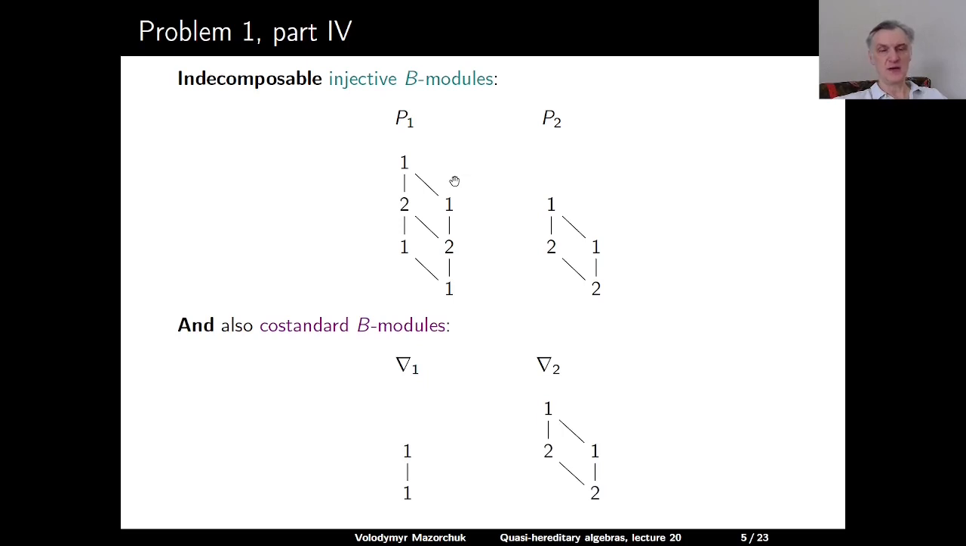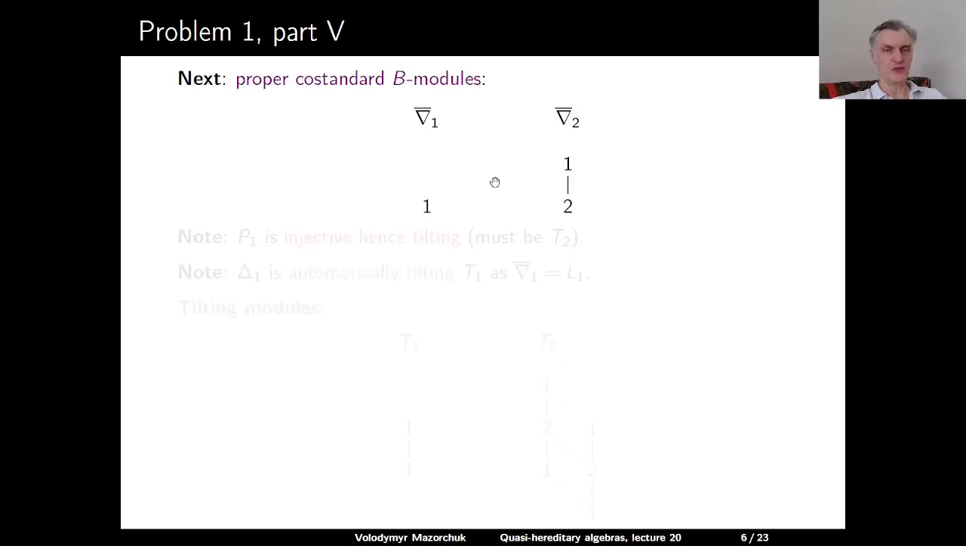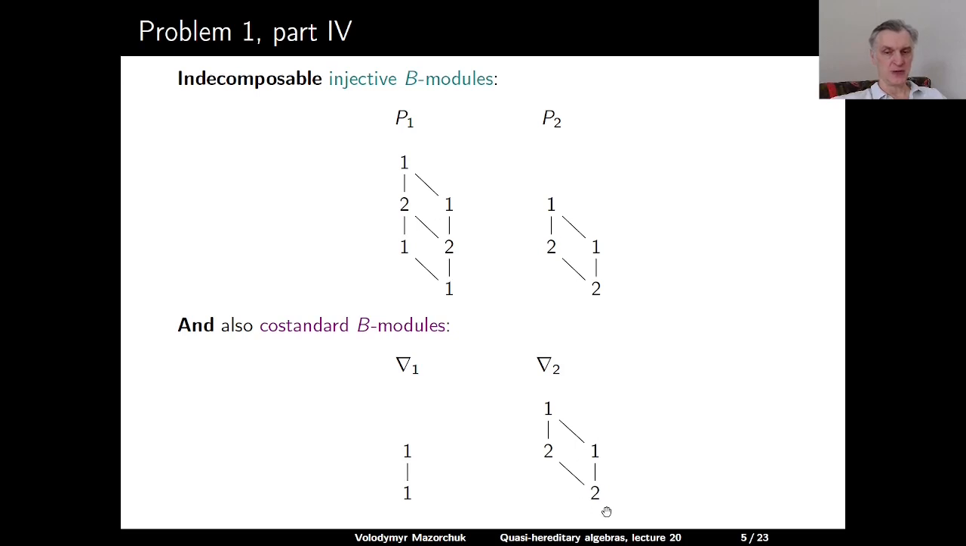And now we can see the costandard modules. So I2 is costandard, it's nabla 2. And here we have a homomorphism from I1 to I2, which is surjective. So we see here a copy of I2 in the top, and the kernel of this homomorphism is nabla 1, which as we see is isomorphic to delta 1. So these are our costandard B modules, and now here we can see the proper costandard B modules. Nabla 1 overlined is simple, and nabla 2 overlined is just 1 on top of 2. So here is our nabla 2 overlined, and here is our nabla 1 overlined.